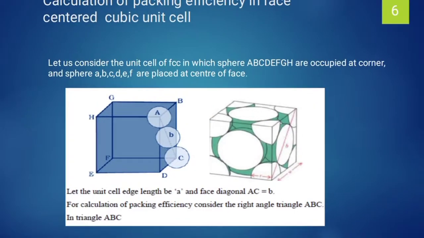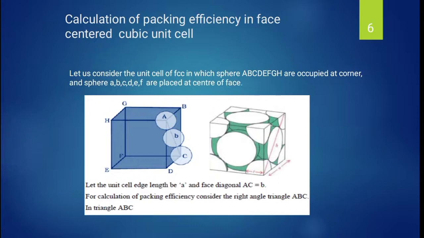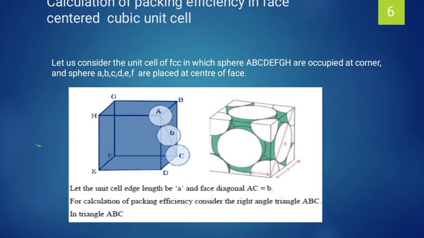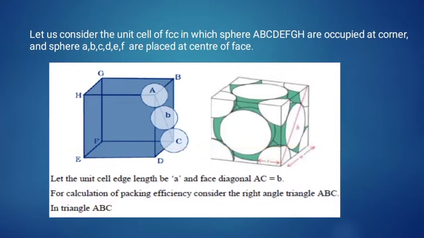Similarly, calculation of packing efficiency in a face-centered cubic unit cell. Let us consider the unit cell of FCC in which spheres A, B, C, D, E, F, G, H are located at the corners, and spheres A, B, C, D, E, F are placed at the centers of the faces. You can see this in the structure. The edge length of the unit cell is a, and the face diagonal AC is equal to b.